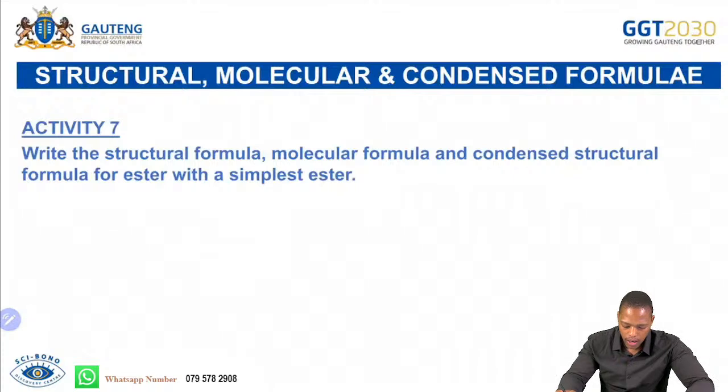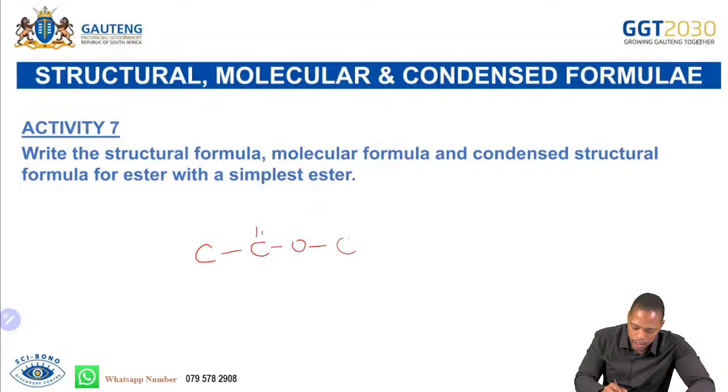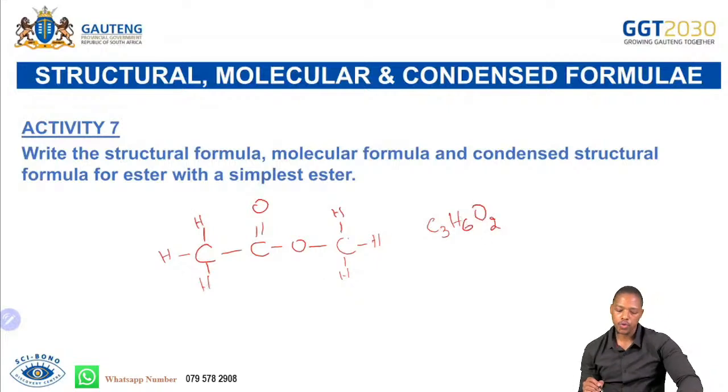Write the molecular formula, structural formula and condensed for the simplest ester. Again, the simplest ester could only have 3 carbons because the carbon with a double bond O must be surrounded by carbons. Then we make these ones happy. This one is okay. This one is also okay. Now, this one is also okay. 1, 2, 3, 4. The molecular formula for this one, C3, H 1, 2, 3, 4, 5, 6, H6, O2. This will be the molecular formula.